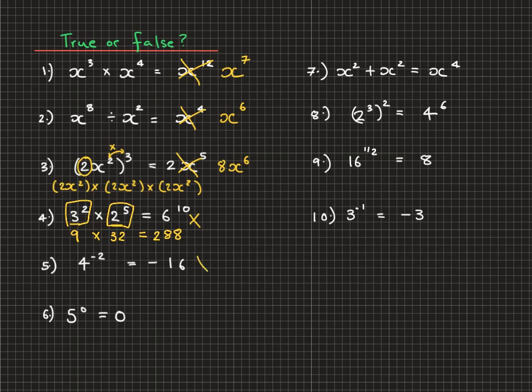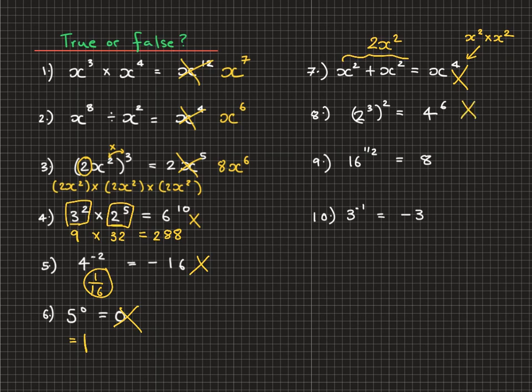Question 5, also incorrect. 4 to the power of negative 2 is 1/16, the reciprocal, not negative 16. Somebody has tried to multiply 4 by negative 2 here, which is a totally different question. Question 6, also wrong. 5 to the power of 0 is equal to 1. Question 7, also wrong. The answer to this should be 2x squared. To get an answer of x to the power 4, you would have to work out x squared multiplied by x squared. Question 8, also wrong.